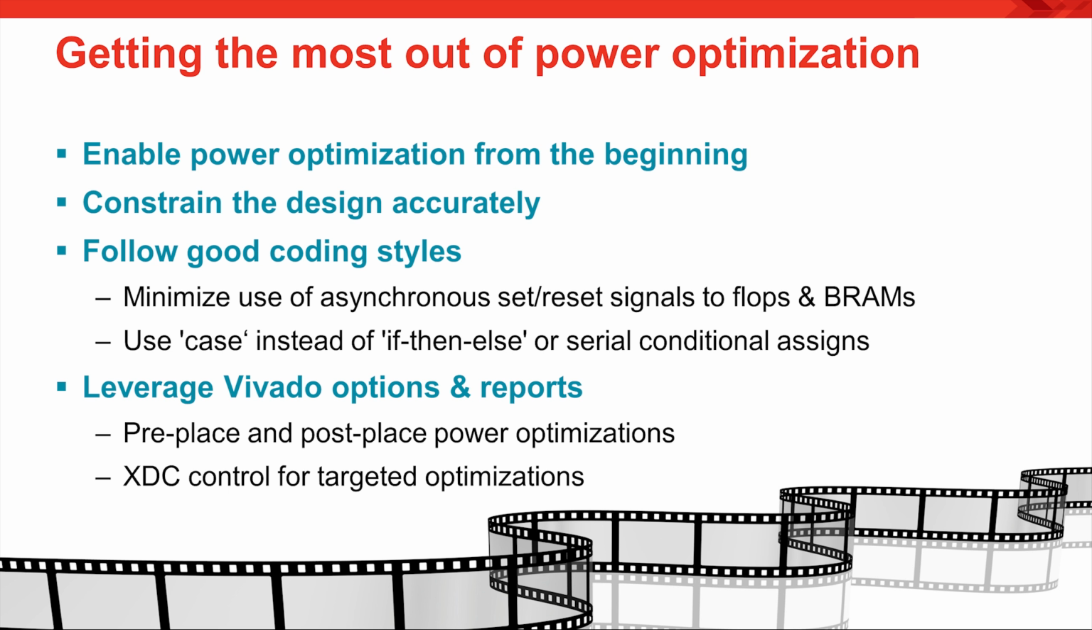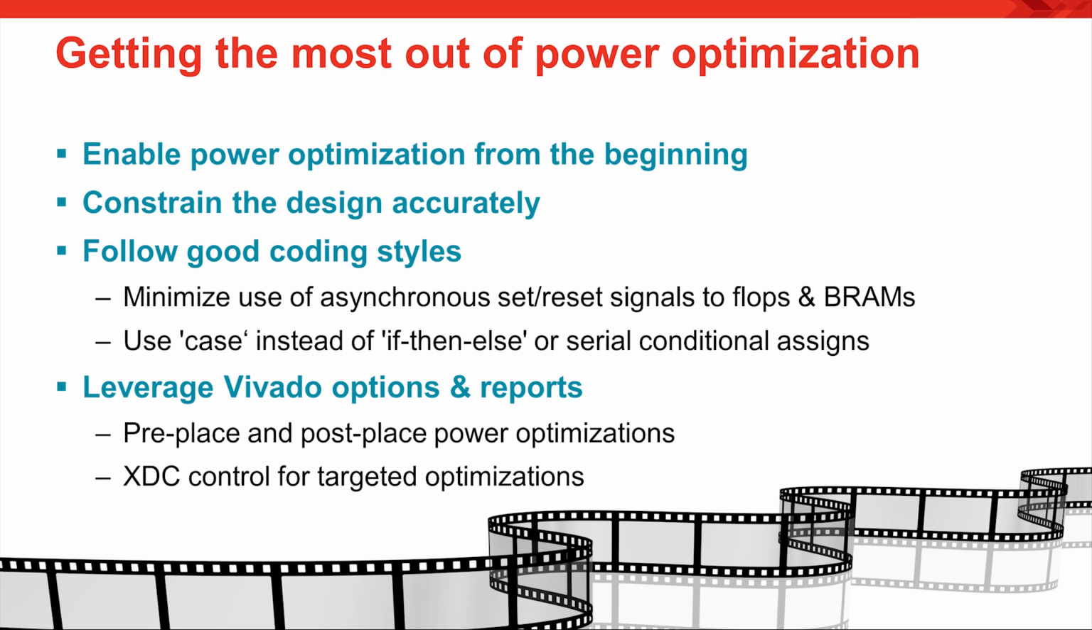As with most design automation tools, following good coding styles could make the difference between meeting your design requirements and missing them. For instance, try to minimize the use of asynchronous set/reset signals going to the flip-flops and block RAMs. This affects the effective gating of your design for power. Also, use case statements when possible instead of if, then, else, or serial conditional assigns. This will help the tool better optimize for power.